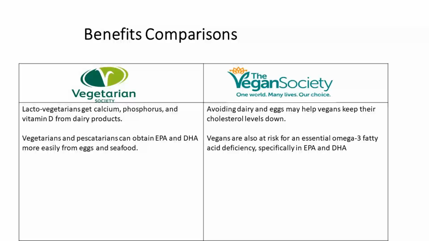For example, unlike the vegan, lacto-vegetarians get calcium, phosphorus, and vitamin D from dairy products. However, avoiding dairy and eggs may help vegans keep their cholesterol level low. Vegans are also at risk for an essential omega-3 fatty acid deficiency, specifically in EPA and DHA. Even if they consume plant sources of these nutrients, DHA is necessary for brain function and cognition and to avoid brain fog, memory difficulty, and more. Vegetarians and pescatarians can obtain EPA and DHA more easily from eggs and seafood.